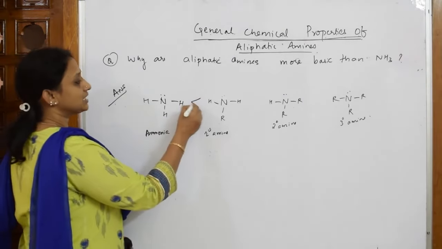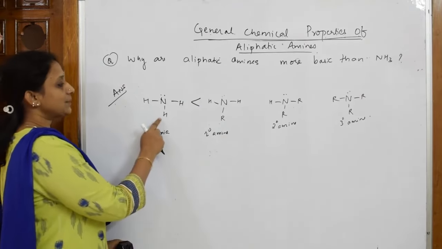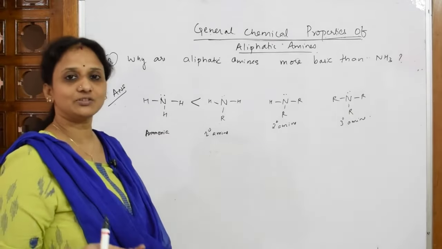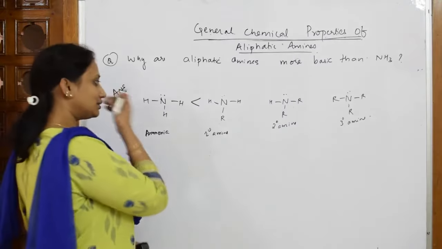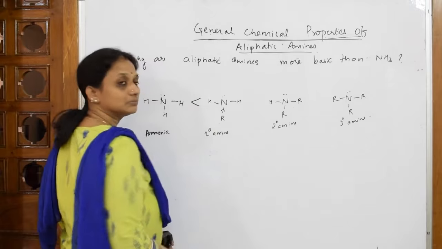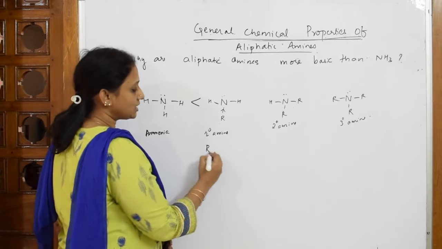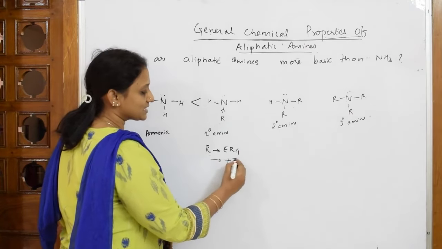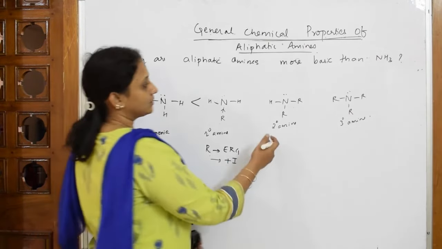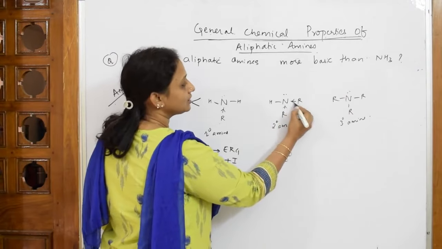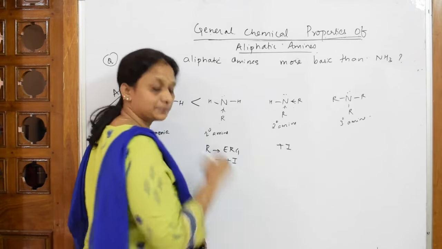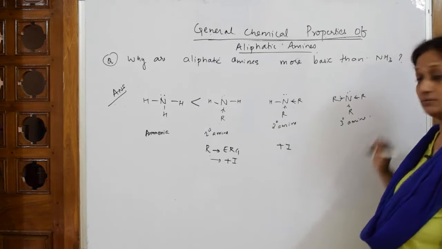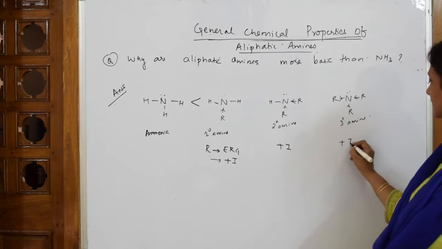Now, they asked why these three are more basic than ammonia. That means indirectly ammonia is less basic, isn't it? Why? What is happening here? There is only one lone pair of electrons to donate. When something donates, only then is it basic in nature. Now, here you have one alkyl group. R is an electron releasing group. What effect is it showing? Plus I effect. Here, how many alkyl groups do you have? One alkyl, again plus I effect. Here, 1, 2, 3, three alkyl groups, plus I effect.